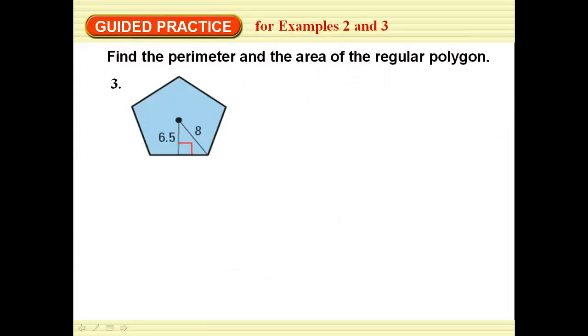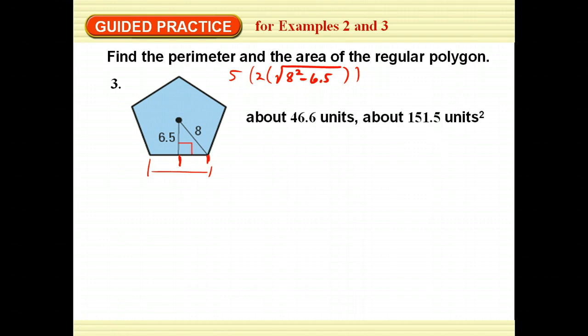A little guided practice for you to try. Notice in this one, it gives you two sides of the right triangle, so you can find the third one by using the Pythagorean theorem. So we can say that that is the square root of the hypotenuse squared minus the leg squared. That will give us this much. We know that we have to multiply that by 2 in order to get the entire side. And then we know that there are 5 sides to this, so we need to multiply that by 5, and that would give us our perimeter. So our perimeter would come out to be about 46.6 units.